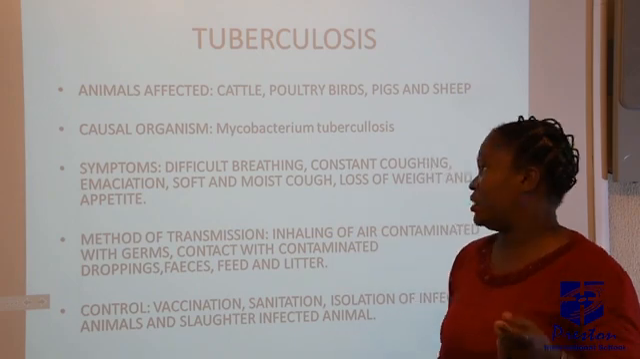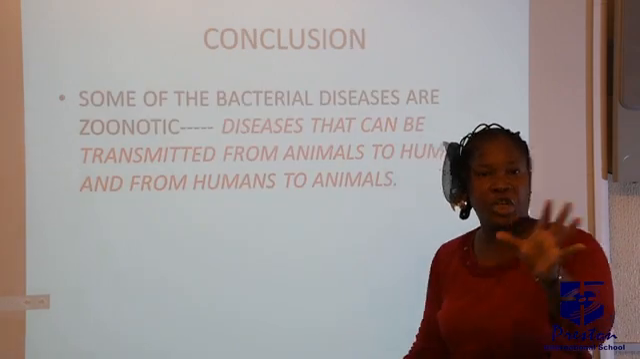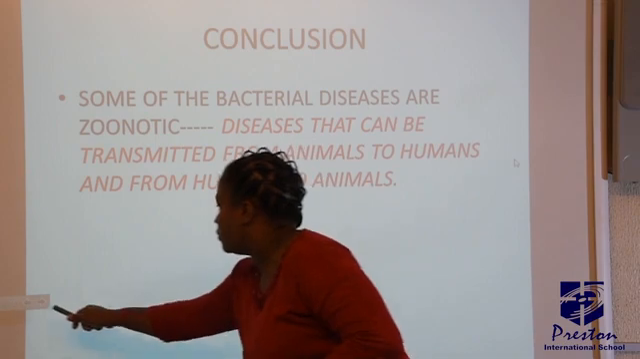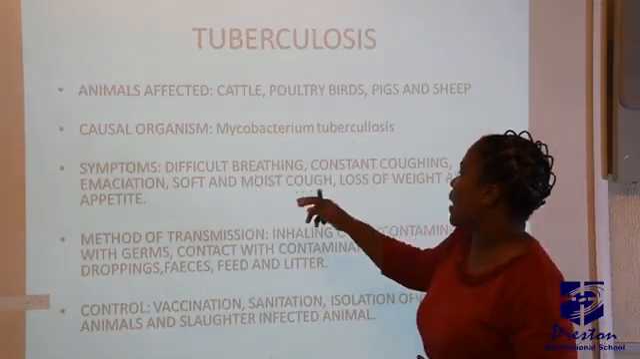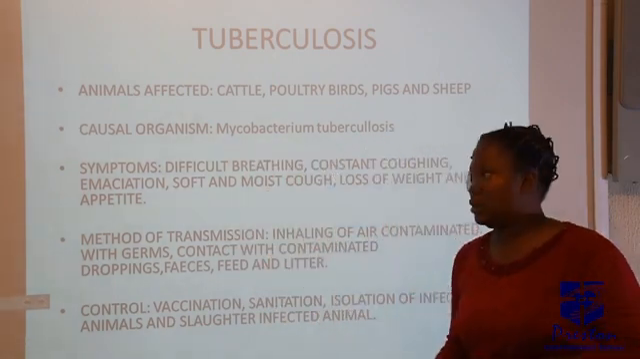Now let's look at the third one, which is what? Tuberculosis. Animals affected are cattle, poultry, birds, pigs, and sheep. All the animals, all your farm animals. Now, let's look at the causal organism. It is caused by a bacterium called Mycobacterium tuberculosis.